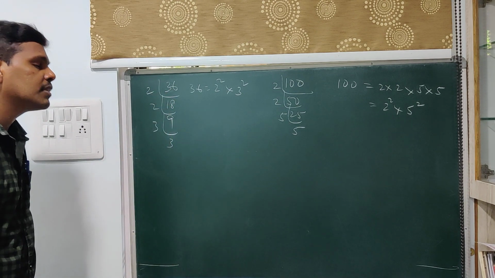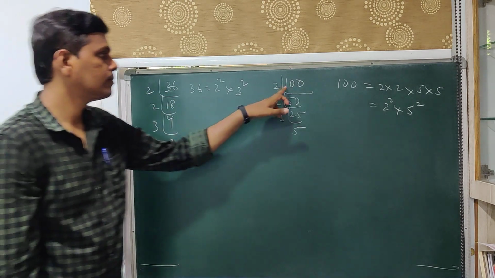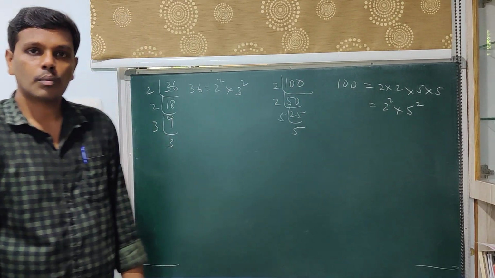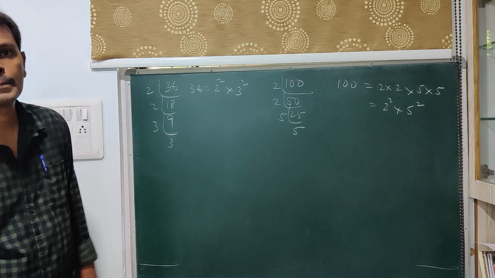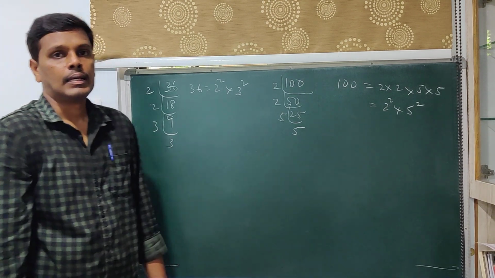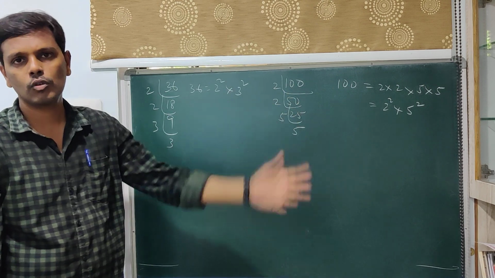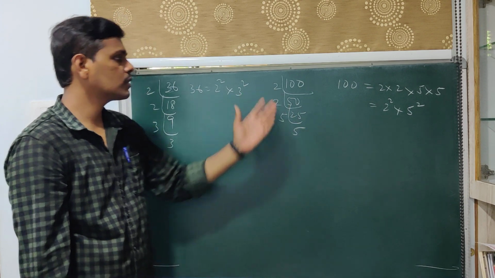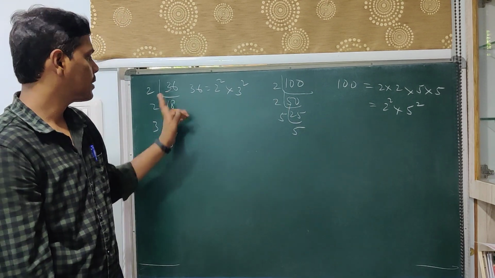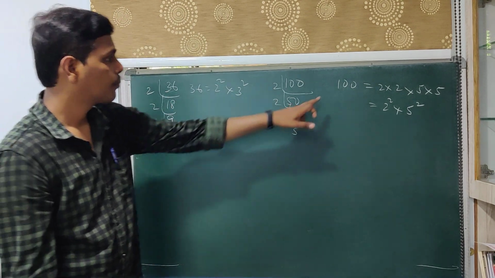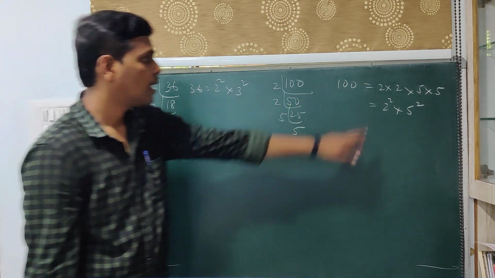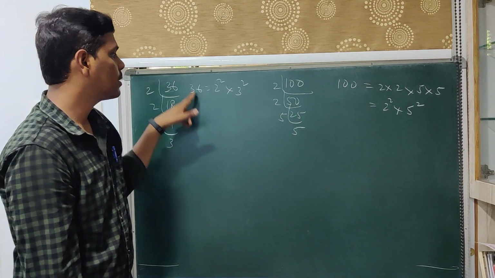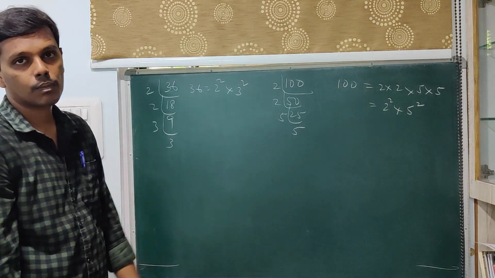So let me examine these numbers closely. What kind of number is 100? Is it a prime number or a composite number? Composite number. Why? The reason is 100 has more than 2 factors. 2 is a factor, 50 is a factor. Simply you can say that it is a composite number. Likewise, 36 is also a composite number. So we have written this composite number as a product of its prime factors, and here also a composite number is written as a product of its prime factors.